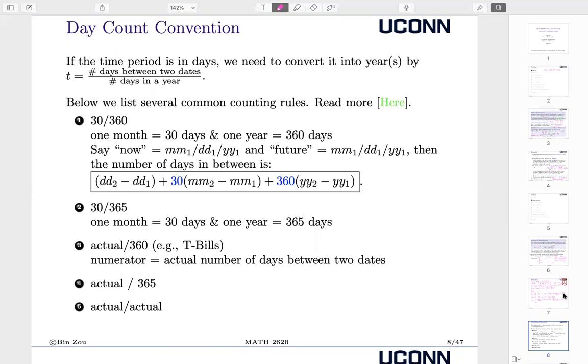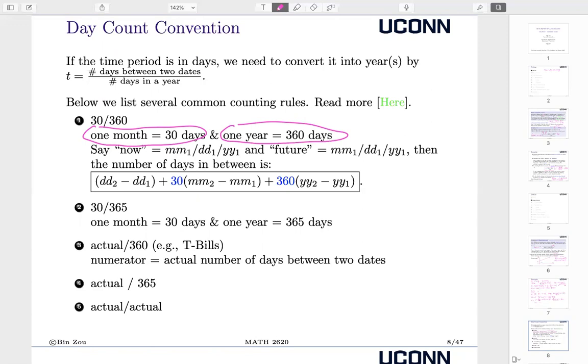Here I list several common counting rules. The first one is called 30 over 360. The 30 means there are 30 days in each month, and the 360 means there are 360 days in 1 year.